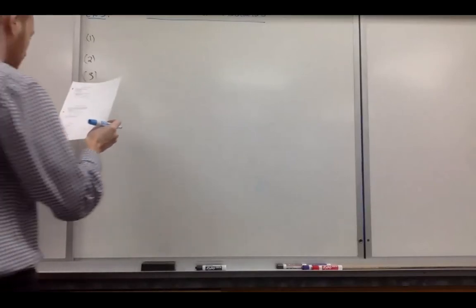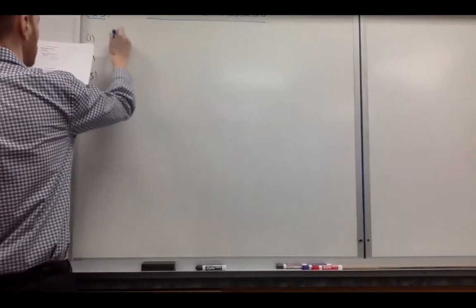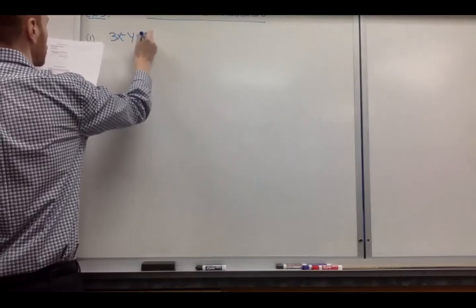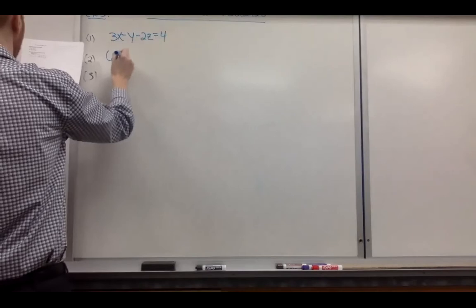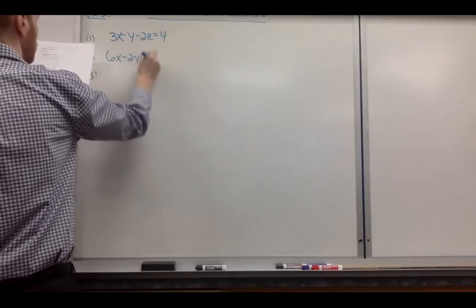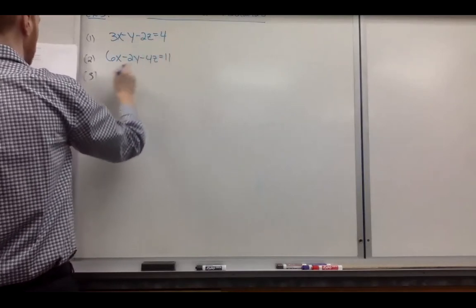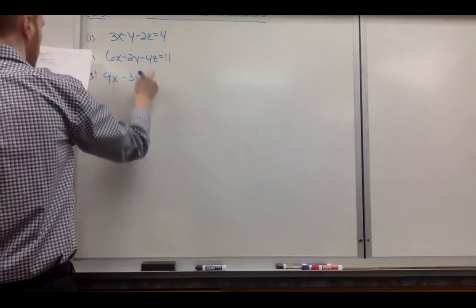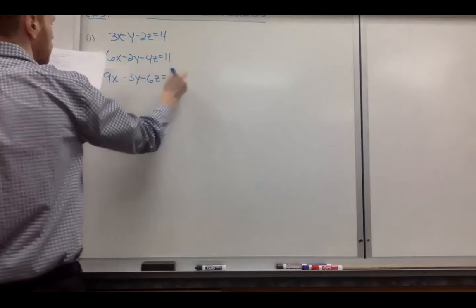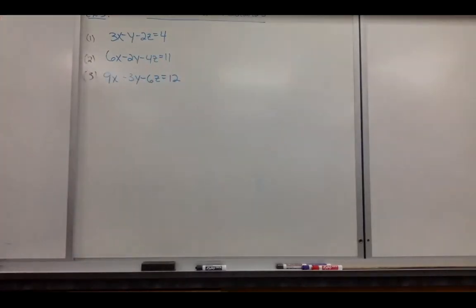So let's see, that one is this guy. So 3x minus y minus 2z equals 4. 6x minus 2y minus 4z equals 11. 9x minus 3y minus 6z equals 12. Okay, so there's my next problem, okay?